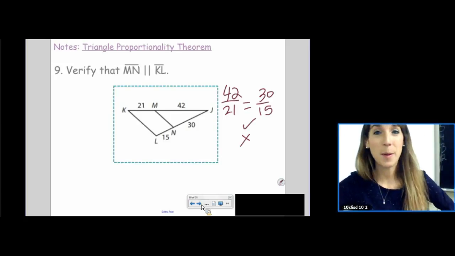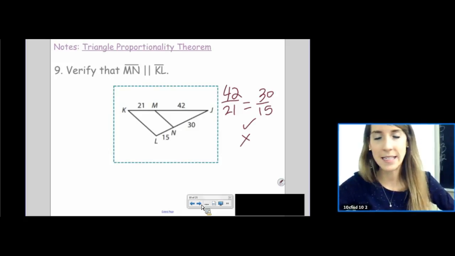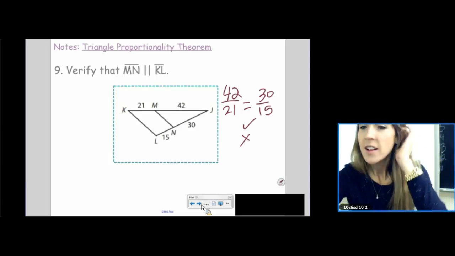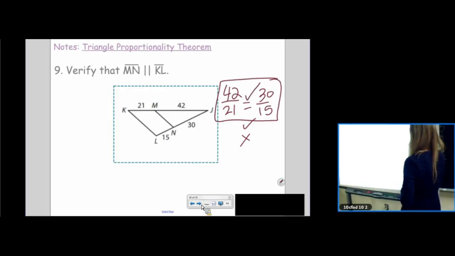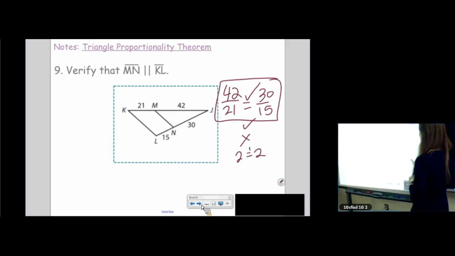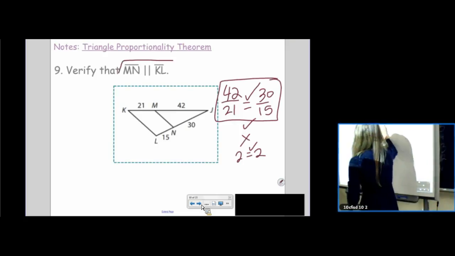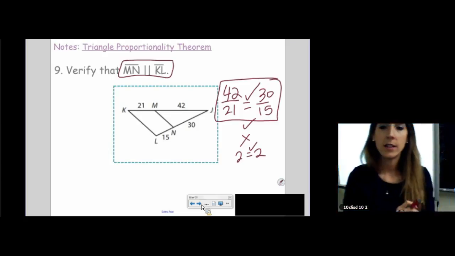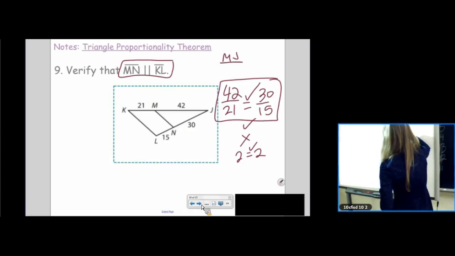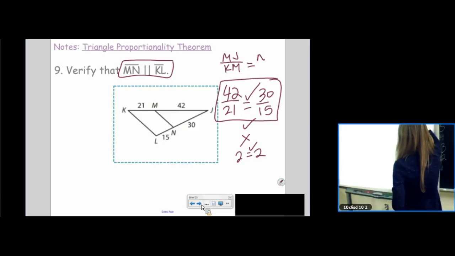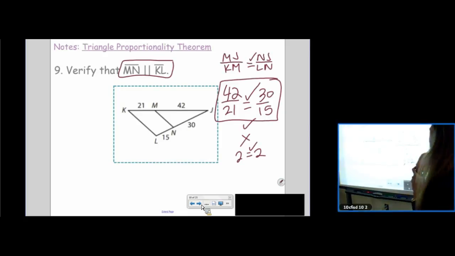If it's true, then the lines are parallel. If it's false, then MN is not parallel to KL. Yes, those both reduce to 2, both times. So they are, and that's you right there. That is you verifying. You can even reduce it. 2 equals 2. So I have verified that MN is parallel to KL. Since, and I could write it out like this if I needed to, or it might be multiple choice on a test, since MJ divided by KM equals NJ over LN. Since this is true, we have our parallel segments.